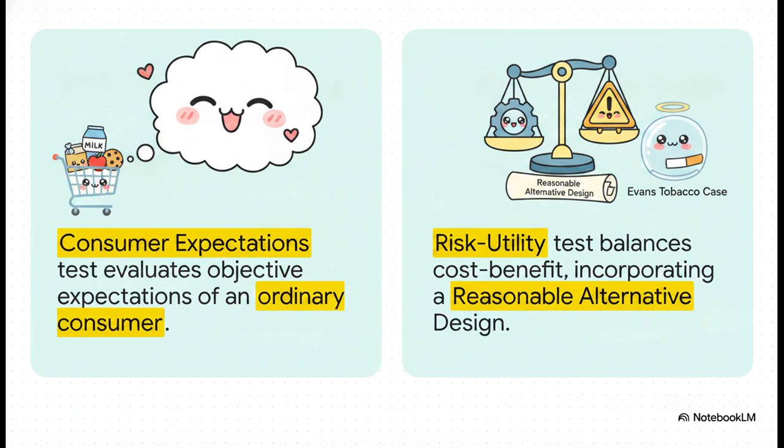This is a much deeper cost-benefit analysis where the plaintiff usually has to prove that a reasonable alternative design, or a RAD, existed. The Evans v. Lorillard tobacco case brilliantly illustrates this clash. In Evans, the manufacturer tried to argue, hey, everyone knows cigarettes are dangerous, so consumer expectations were met. But the court applied the risk-utility standard instead, showing that because a technically viable, safer alternative design, specifically denicotinized tobacco, was totally feasible, the manufacturer couldn't just hide behind general consumer awareness, a real game-changer.